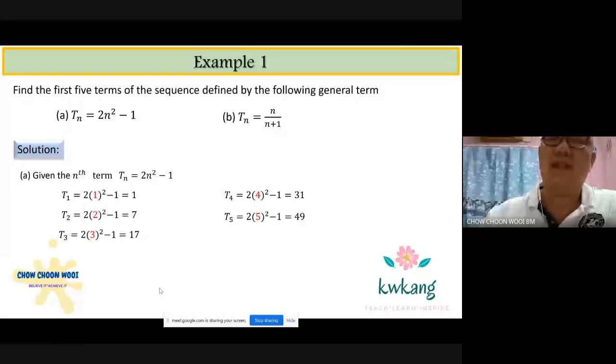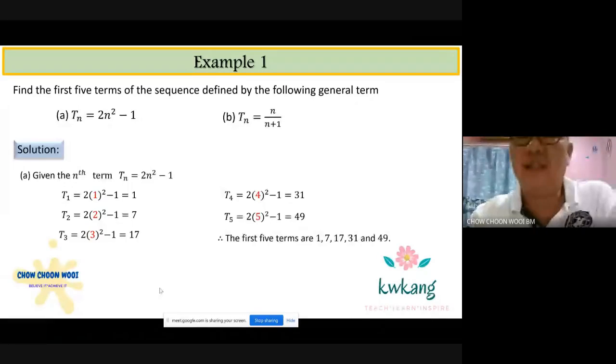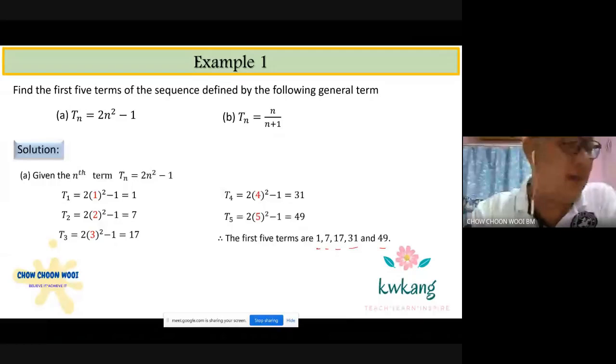Semua tu dapat tepat siapa yang jawab. Okay. Ada hadiah tak, Akbar? So the first 5 terms, you need to rearrange, tulis dalam bentuk ni, susunan ini, in sequence. So 1, 7, 17, 31 and 49.